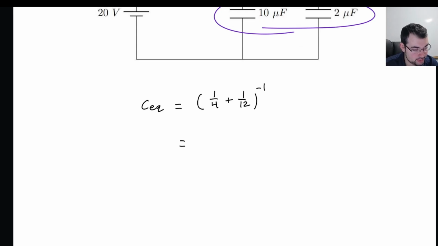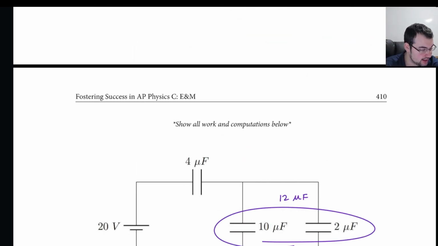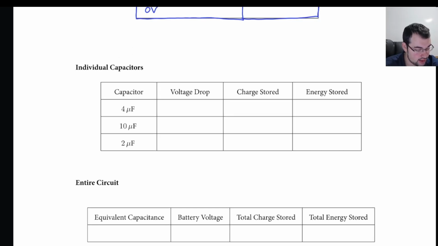And to avoid typing that in, I'm going to use product over sum just to do this in my head. So the product of 12 and 4 is 48, divided by the sum, which is 16. So 48 over 16 makes 3. To the best of my knowledge. If you're seeing this, it means I did it right. If not, I refilmed. All right, so what does that mean?